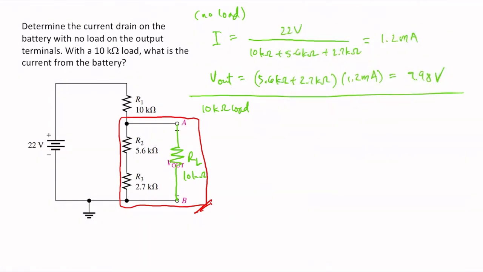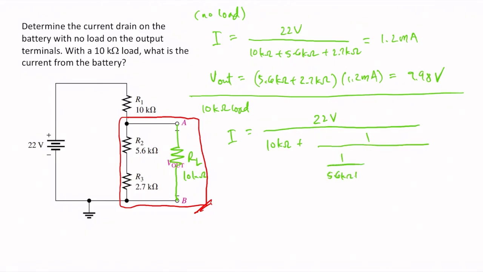So, and that's how we solve for the current. The current is equal to the source voltage divided by the equivalent resistance, or the total resistance, which is 10 kilo ohms plus 1 over (1/5.6 kilo ohms plus 2.7 kilo ohms plus 1 over 10 kilo ohms). Okay, and if we do the math, we get 1.5 milliamperes.